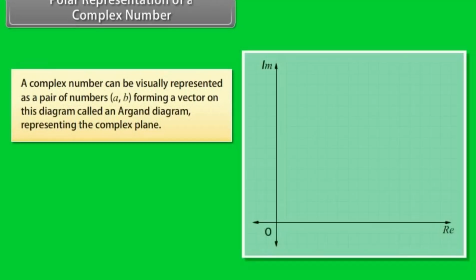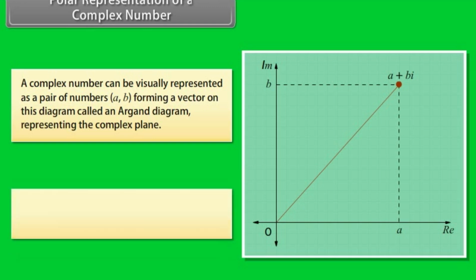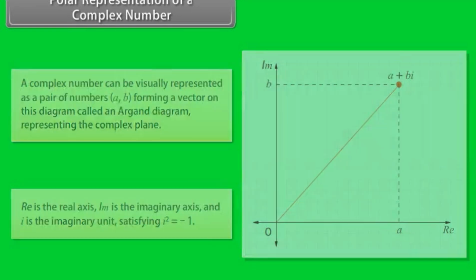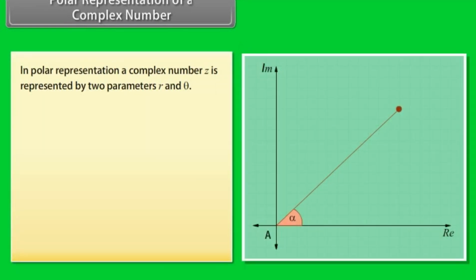Polar representation of a complex number. A complex number can be visually represented as a pair of numbers a, b, forming a vector on this diagram called the Argand diagram, representing the complex plane. RE is the real axis, IM is the imaginary axis, and iota is the imaginary unit, satisfying iota square is equal to minus 1. In polar representation, a complex number z is represented by two parameters r and theta.